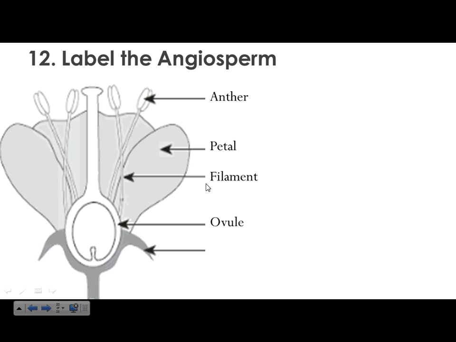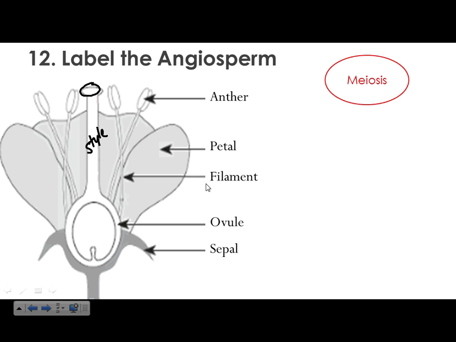At the end of the sticky stigma, so this is the stigma and this is the style, at the end of that, we find the ovule. And the sepals, those are like extra petals that protect the ovule and hold the petals on the flower. The petals are bright and colorful to attract those pollinators as well.